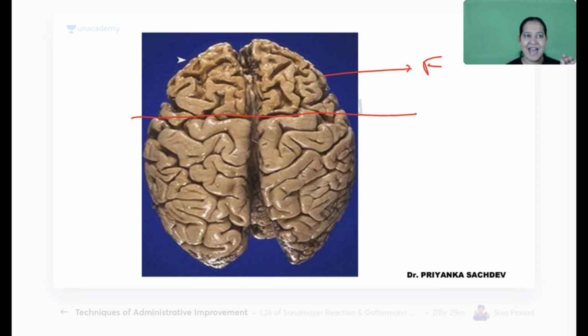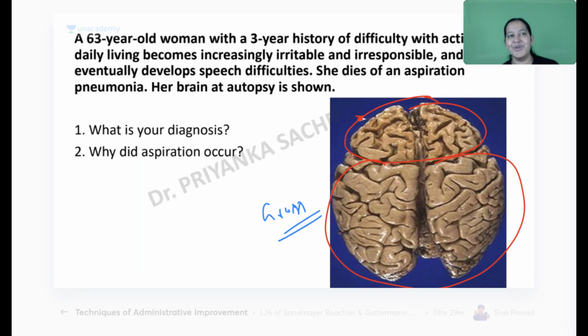That is narrowing of the gyri and deepening of the sulci. That is the definition of atrophy. The gyri will become narrow, and the sulci will become deep. Gyri narrowing, sulci deepening. That is the definition of atrophy in the brain. So I can see atrophy in which lobe? I'm asking you. Looking at the image, tell me in which lobe.